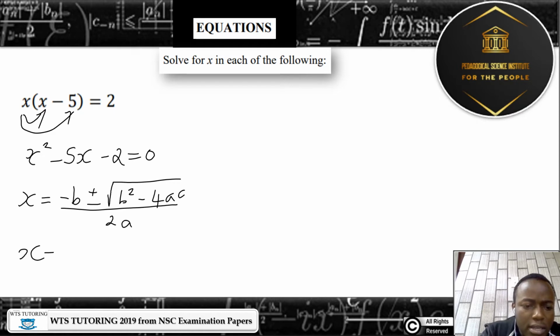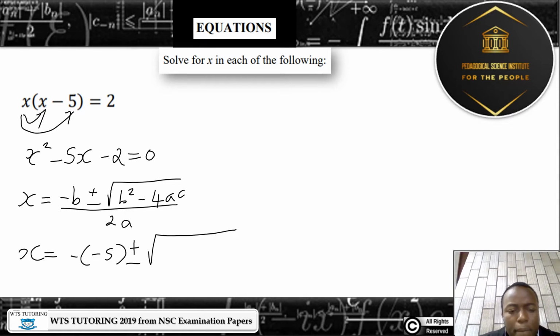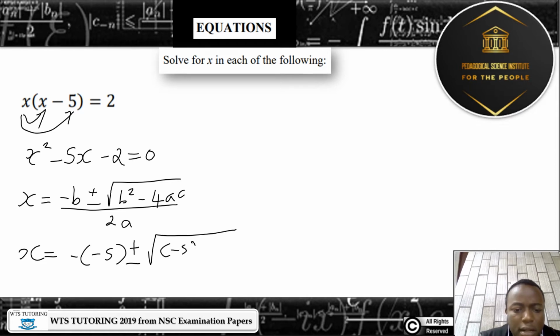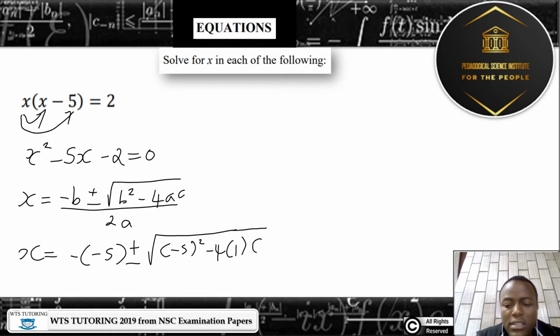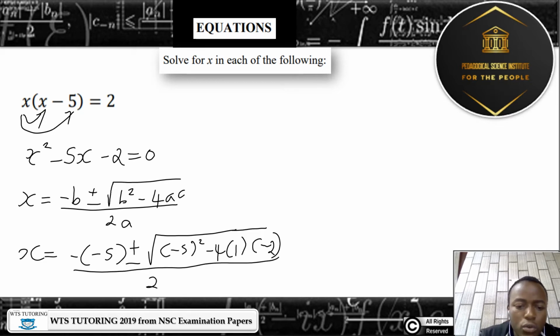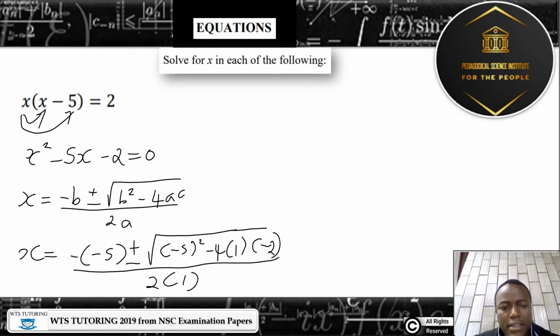So we're just gonna substitute. We know that b is the coefficient of x, which is minus 5. So it's minus into minus 5 plus or minus root of our b, it's minus 5 squared, minus 4. Our a is the coefficient of x squared, so it's 1. Then our c is the constant term, which is minus 2, divided by 2 into our a, which is 1. Then we're just going to solve for x here.